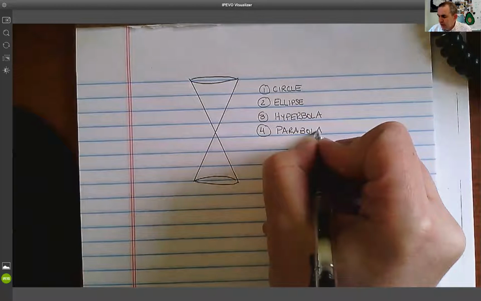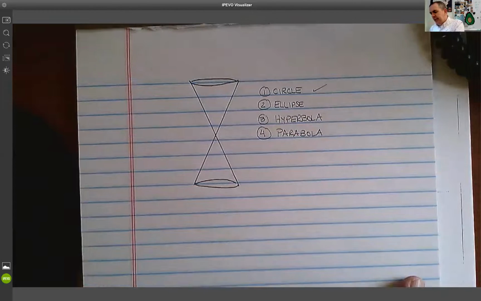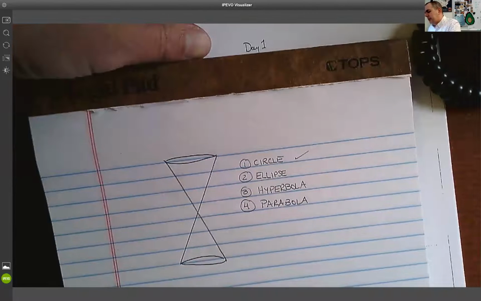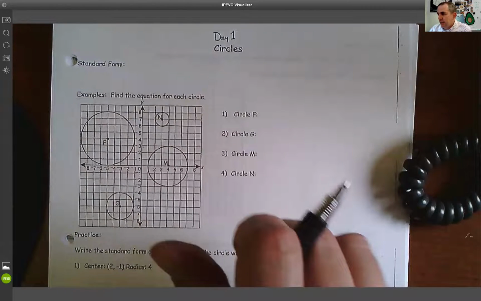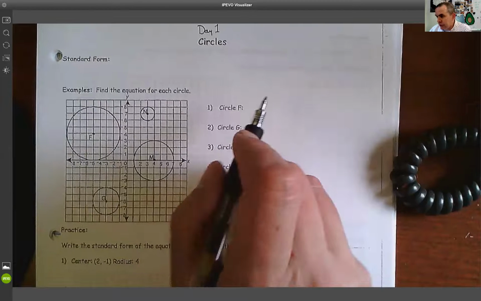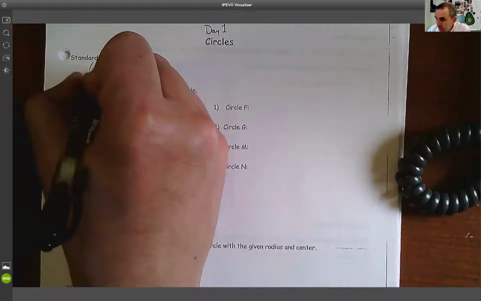Each one of these we're going to cover on a day. So today we're going to start with circles. And here's what I want to talk about with circles. These are the notes we did on day one. We did these forms on these notes. So for circle F, first thing we're going to do is figure out what the standard form of a circle is.